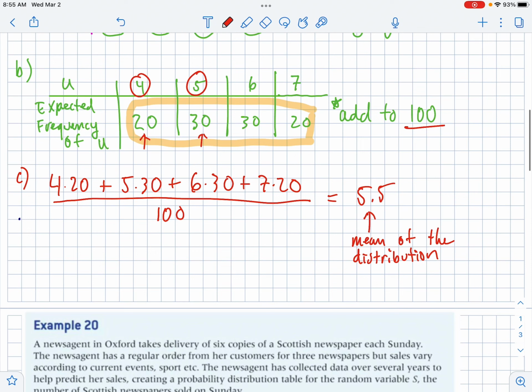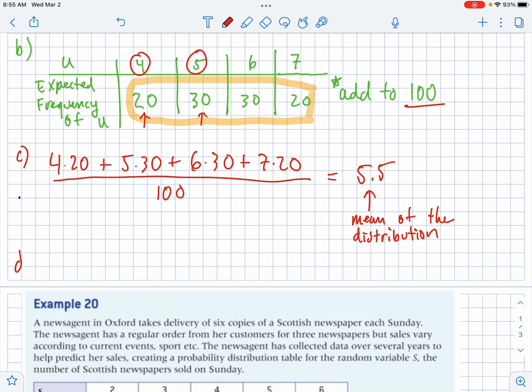Part D, interpret your answer. Really, this just is that 5.5 is a decimal. It's not a whole number. It's not part of 4, 5, 6, or 7. So, it's an expected value, I guess is what we're about to call it here in a minute. So it's not possible to get a 5.5 in this problem, but it is the mean. The central value, I think, is what they're calling it.